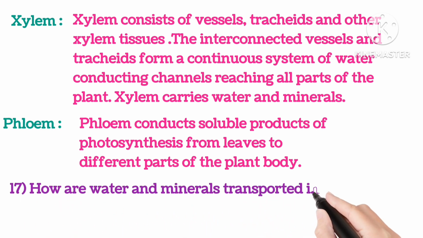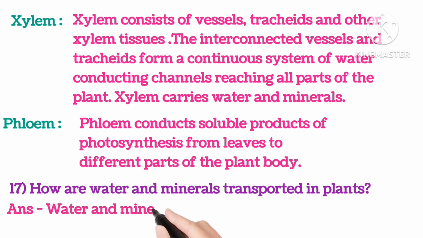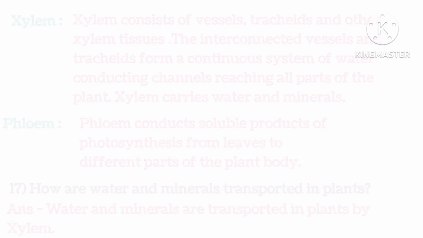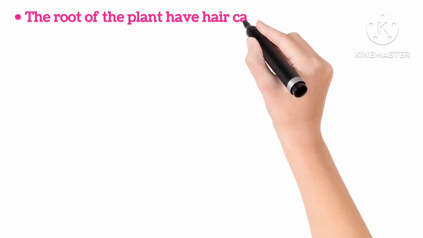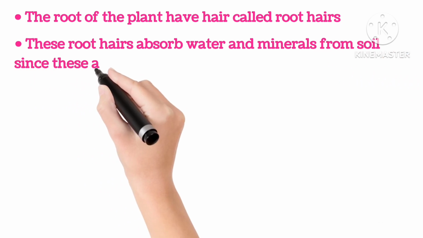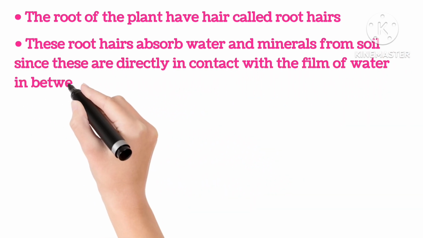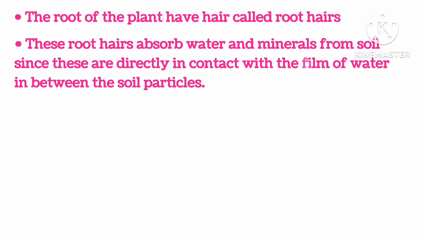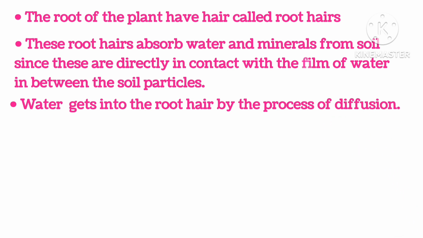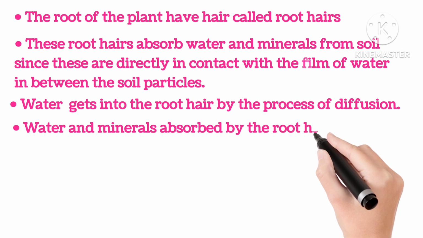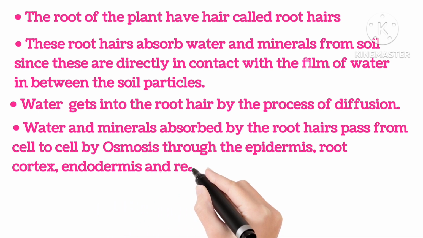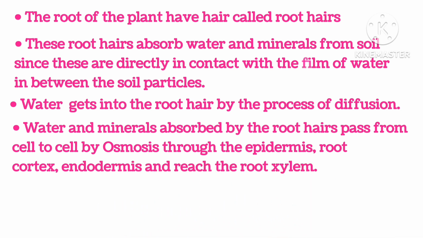How are water and minerals transported in plants? Water and minerals are transported in plants by xylem. The roots of the plant have hairs called root hairs. These root hairs absorb water and minerals from the soil since they are directly in contact with the film of water in between the soil particles. Water gets into the root hair by the process of diffusion. Water and minerals absorbed by the root hair pass from cell to cell by osmosis through the epidermis, root cortex, endodermis and reach the root xylem.